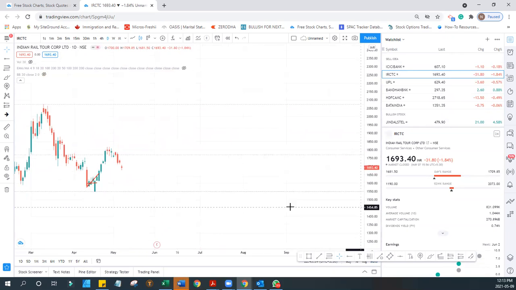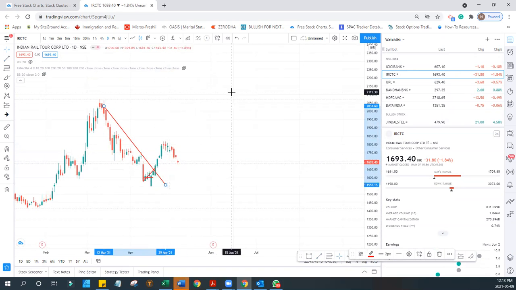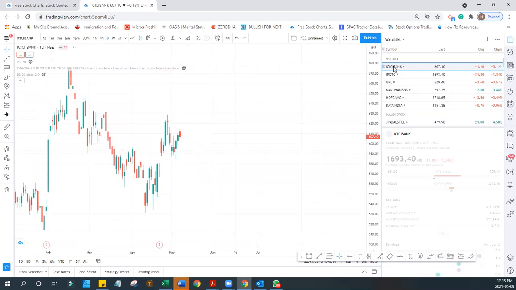So now if I see, okay, there was a breakdown. If you see here, this is the breakdown. Now if you want to go long, you can go in now. If you don't want to go long, don't go in. Right? This is like ICICI Bank.